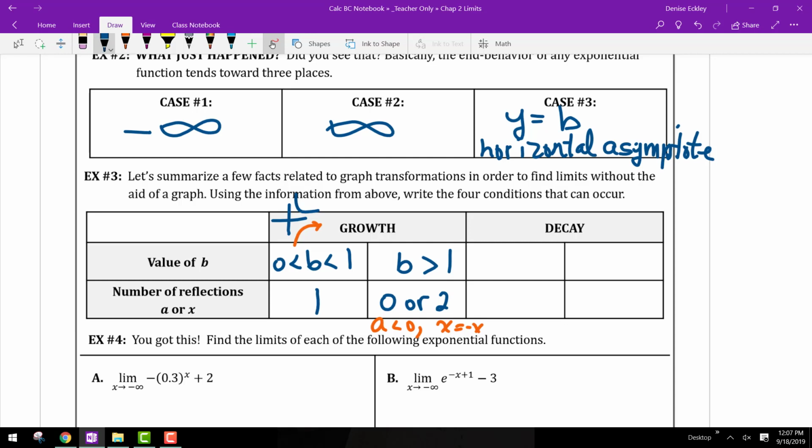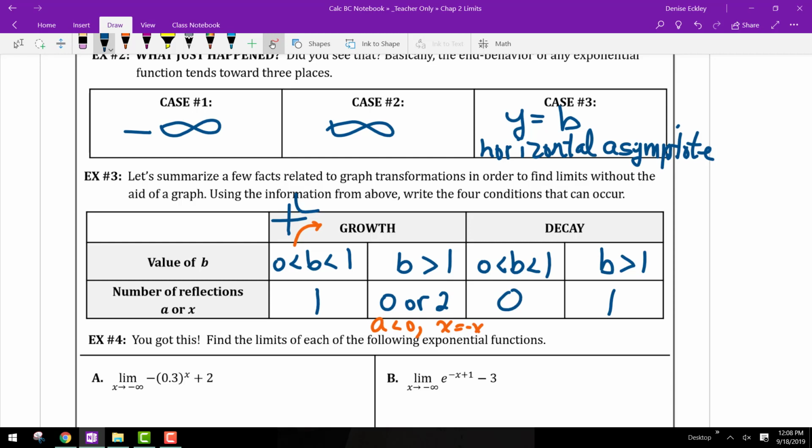For a decay function, it decays the normal way that we learned in Algebra 1 when b is between 0 and 1 and we have no reflections. So a is a positive number and you have no negative x. And then if you have a b that's greater than 1, like e, that happens to turn into a decay when you have one reflection, not both of them.